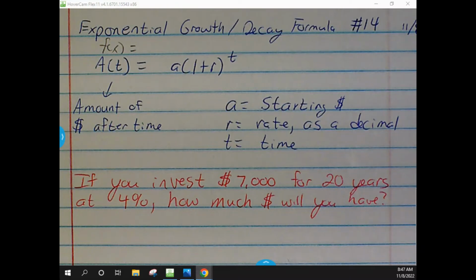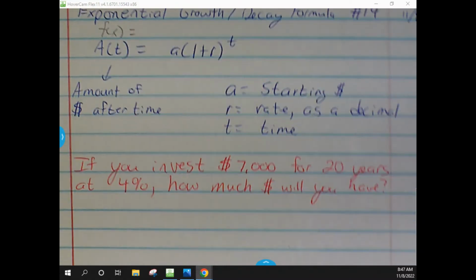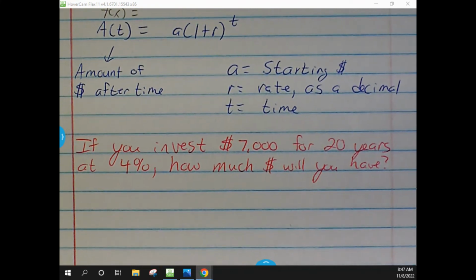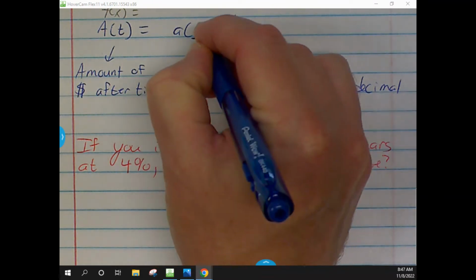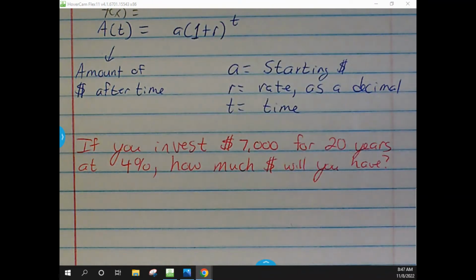All right, so the question is, if you invest $7,000 for 20 years at 4%, how much money will you have? What does the L stand for, or is that a 1? That's a 1. Okay. Yep. So it's 1 plus the rate, to the t power.